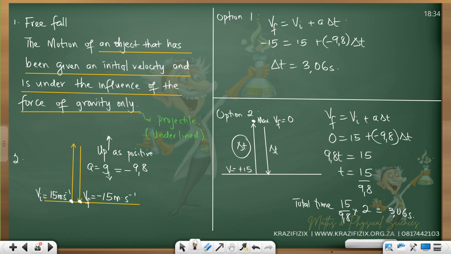So for the second one, we calculated to the maximum height. And we know because it's bouncing back or it's returning to the same level, we can multiply by 2. That's what you meant. Beautiful, beautiful. Guys, are we okay?